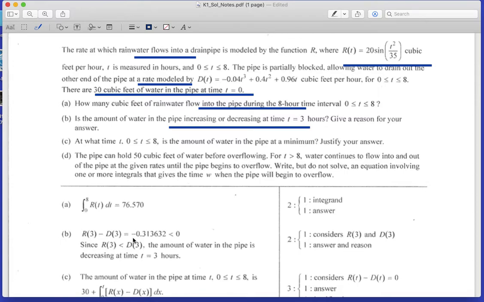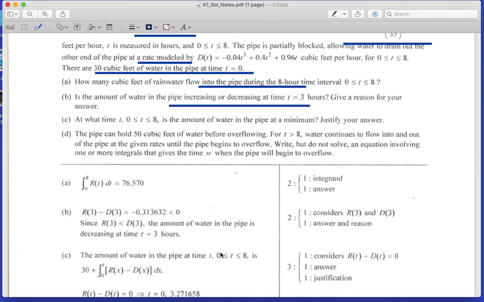Now, sorting through all of that, if the overall rate of change is positive, then the amount of water is increasing in the pipe. If the rate of change is negative, then the amount of water is decreasing, and it turns out that the rate here is negative, so the amount of water in the pipe is decreasing at time 3 hours. Easy problem once you realize what the overall rate of change is, this thing.